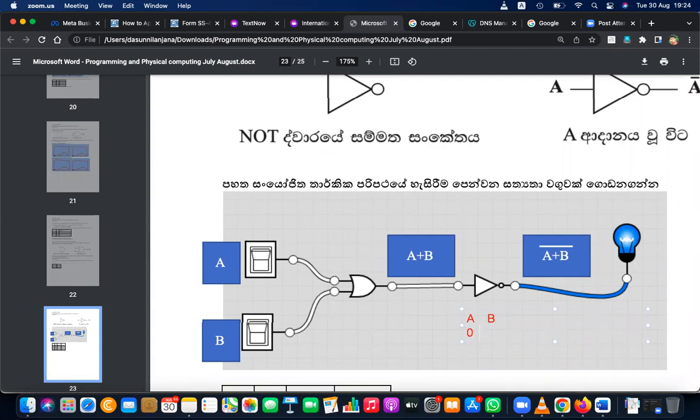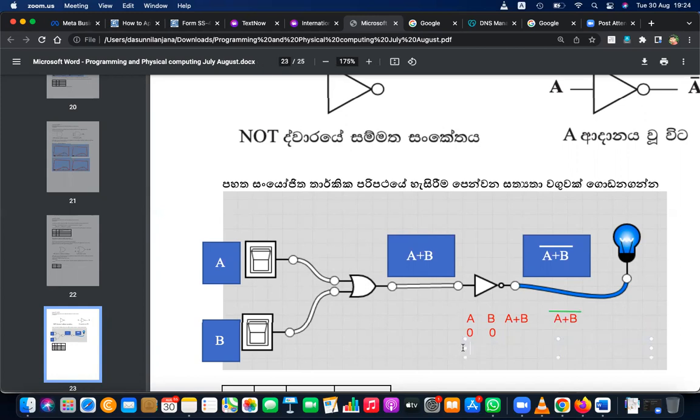So what you need to write is A, B. If A is 0, B is 0. So other things also you need to write. A, B, then A here. What is the gate here? Okay, you have to write A, O, B. And after that, what is this gate? Not gate. You can write like A, O, B, everything not, like this. Now fill the truth table.